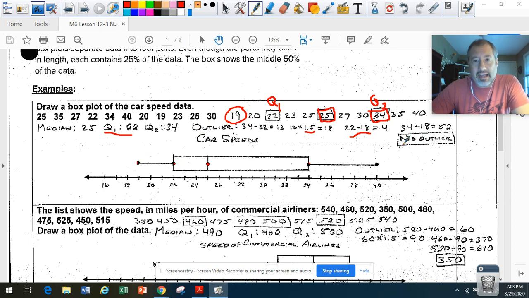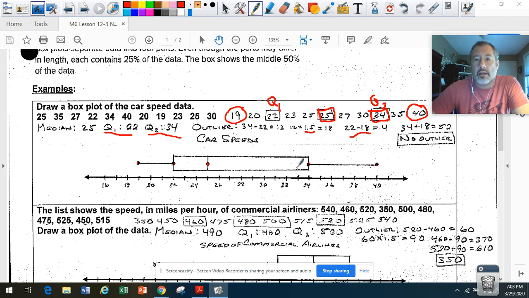Now let's see if it has an upper extreme. We'll take Q3. We go 34 plus our 18. So 34 plus 18 is 52. Do we have any numbers 52 or greater? Nope, which then means, hey, there we go. Our upper extreme is 40.